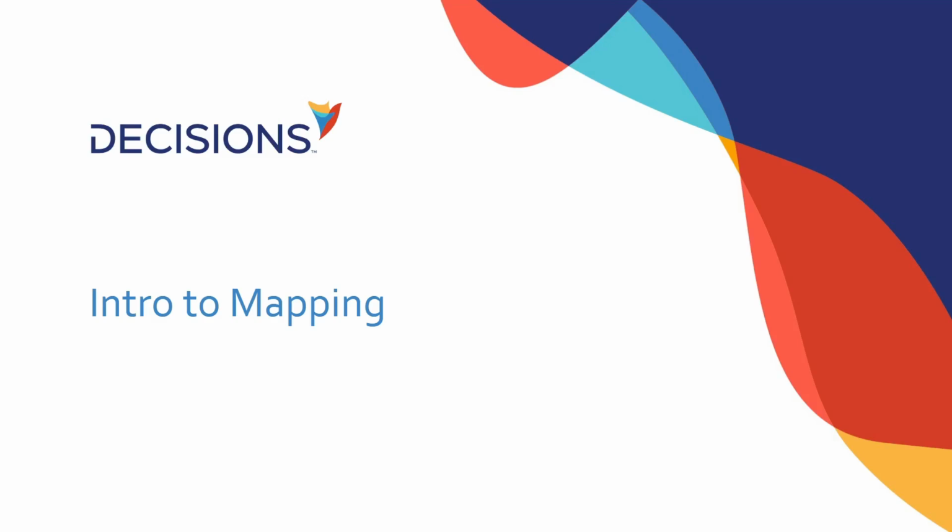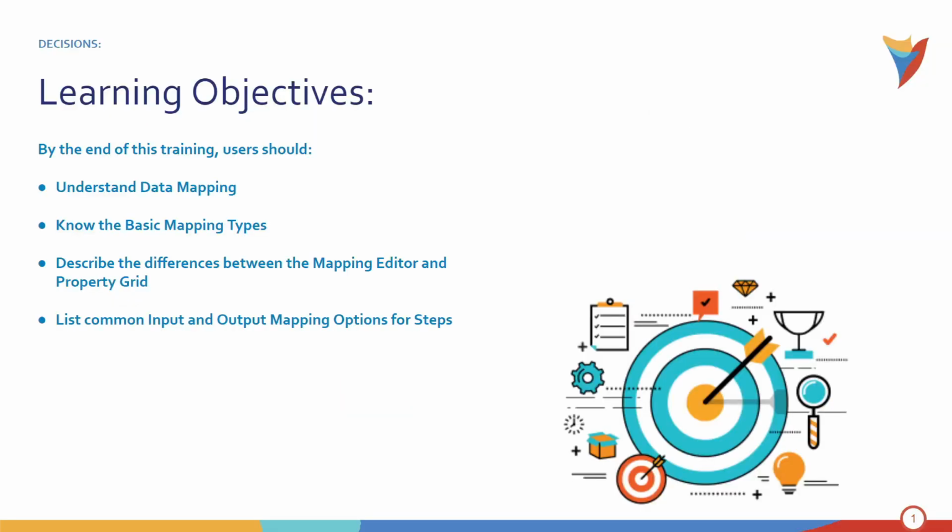In this course, we're going to be covering data mapping basics. The learning objectives for this course are as follows. We will discuss what data mapping is. We're going to discuss the basic mapping types, the difference between the mapping editor and the property grid, and common input and output mapping options for steps.